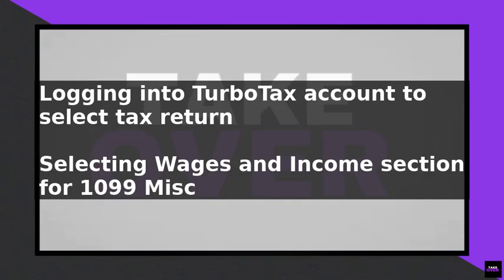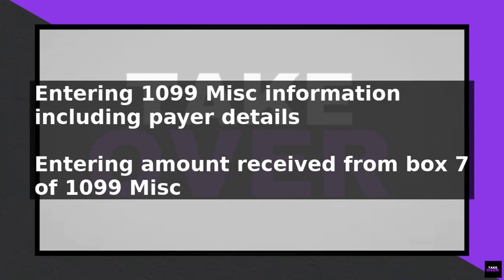You will then be prompted to enter the information from your 1099 Misc form, including the payer's name, address, and tax identification number. You will also need to enter the amount of money you received, which is typically found in Box 7 of the 1099 Misc form.